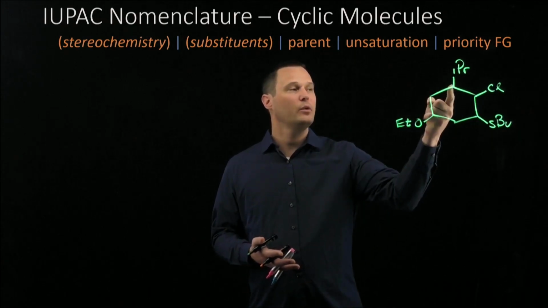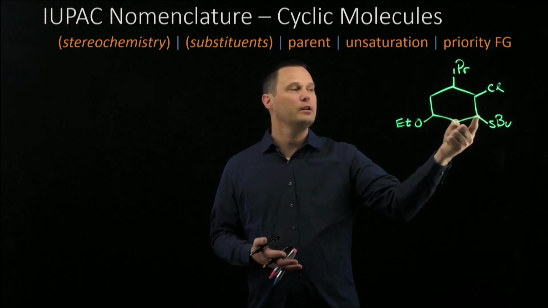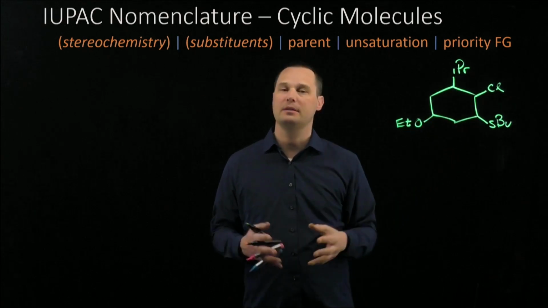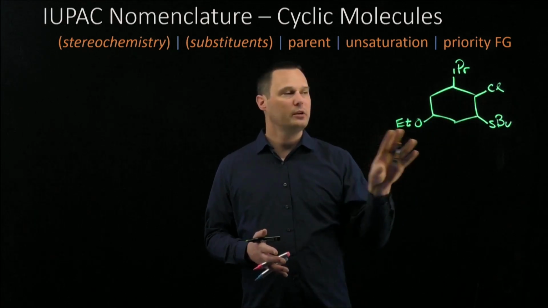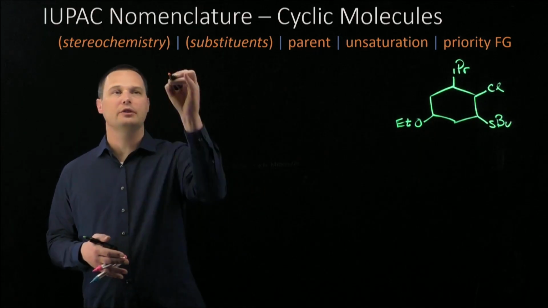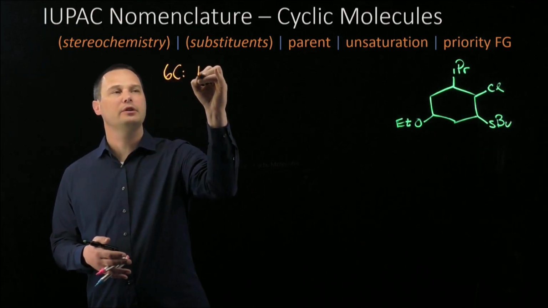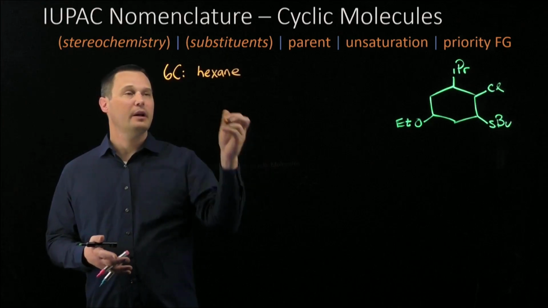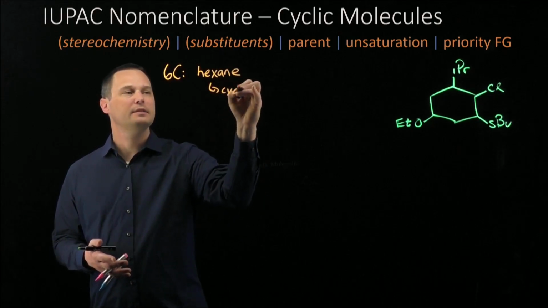If we start here, we can get 1, 2, 3, 5. And if we start here, we can also get 1, 2, 3, 5. That's going to be the lowest overall set of numbers. So we need to pause numbering until we can alphabetize the substituent. The next step is to name the parent hydrocarbon. There are 6 carbons in the parent hydrocarbon. That's hexane. But because the parent hydrocarbon is a ring, we need to update that to cyclohexane.